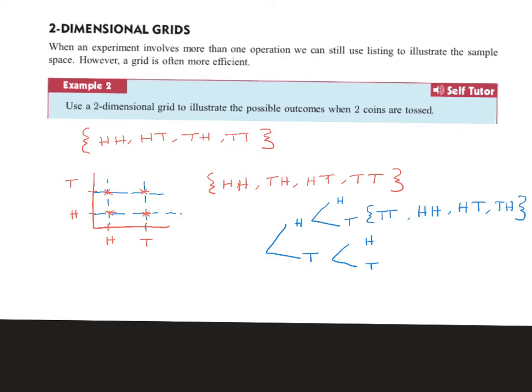So both of these are strategies that you can use. A tree diagram, so this is a tree diagram, or a 2-dimensional grid, so 2-dimensional grid, to determine the possible outcomes of an experiment that involves more than one operation.